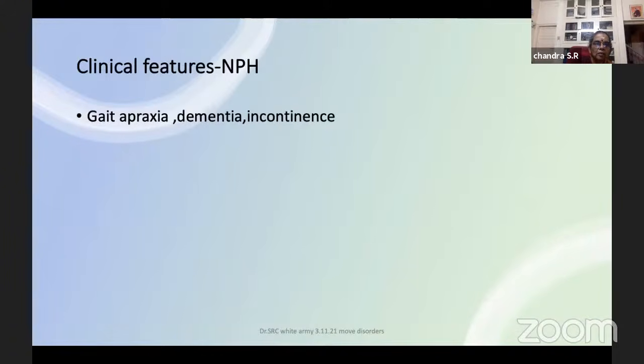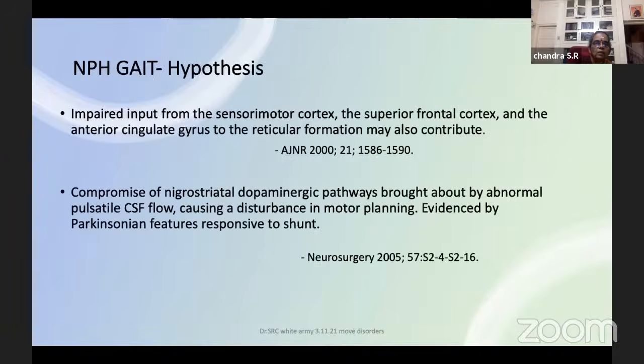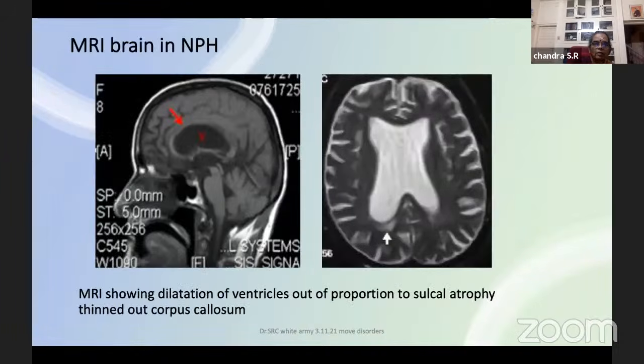And NPH: apraxia, dementia, incontinence, and I'm not going to elaborate. You can see the dilated ventricles with relatively preserved cortex. What you have to remember is this is a treatable dementia. The patient will have a triad of incontinence, gait apraxia, and lower body parkinsonism. When the patient is operated before cognition and bladder become impaired, the prognosis is very good. Shunting only, a simple procedure. You see the dilated ventricle with relatively preserved cortex. Dilated ventricle with atrophic cortex is ex vacuo dilatation. Here it is a relatively preserved cortex, that is NPH.